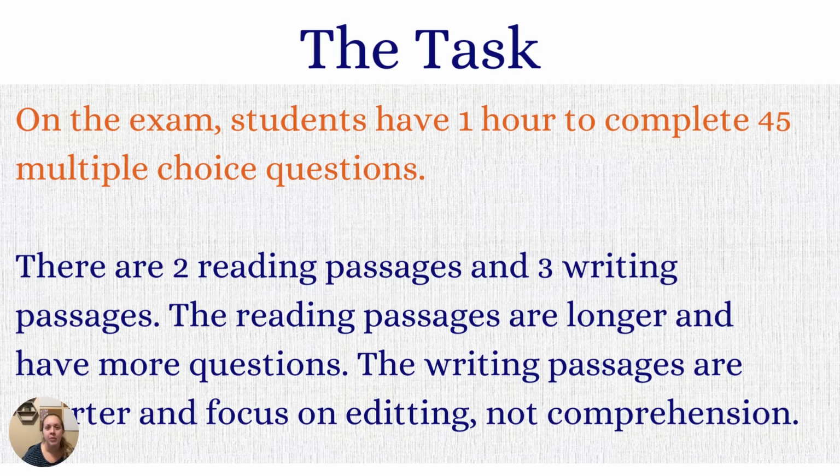So first of all, let's talk about the task of multiple choice on the AP Lang exam. Students are given 1 hour to complete 45 multiple choice questions. On the exam, they're going to encounter 2 reading passages and 3 writing passages. The reading passages tend to be longer and they tend to have more questions. These are about comprehension. Conversely, the writing passages are much shorter and they tend to have fewer questions. The writing questions are more about editing as opposed to comprehension.